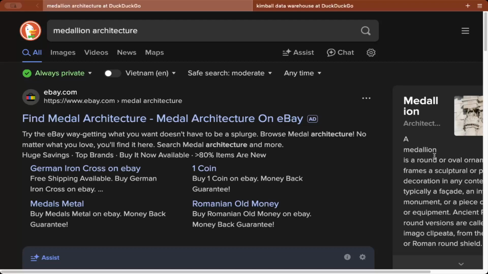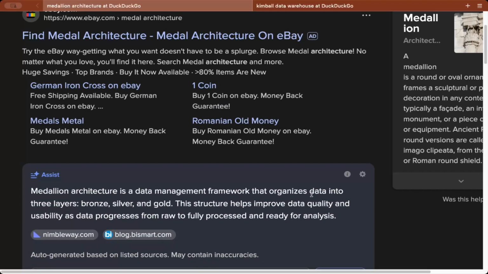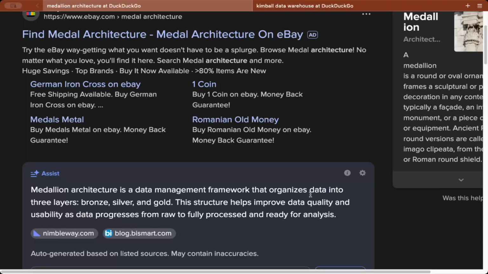Anyway, this video today is about the medallion architecture. The definition is a data management framework that organizes the data into three layers: bronze, silver, and gold. The structure improves the quality and usability of data as it progresses from raw to fully processed and ready for analytics. The key important thing here is data quality, because the medallion architecture is focused on data quality.